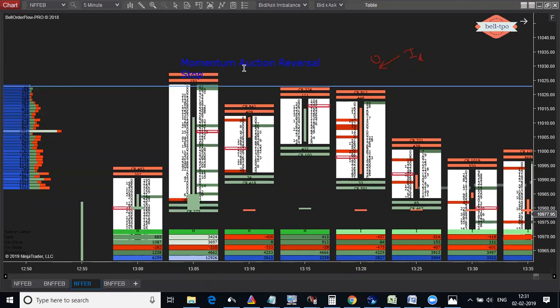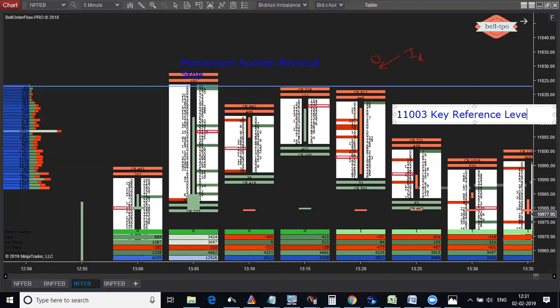And at the same time, here you're seeing 11,003 is a key reference level, right? Why is it a key reference level? Because it is a previous swing high, right? 11,003 is a previous swing high.